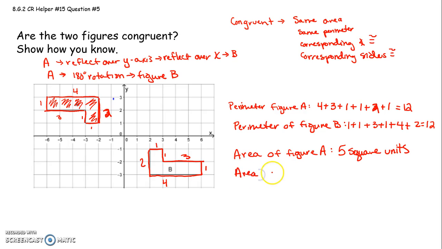Let's do area of figure B. 1, 2, 3, 4, 5 squares to fill up figure B. So that area is 5 square units. Okay, if they have the same perimeter, they have the same area, I can get from one to the other using rigid motions. These are absolutely congruent figures. I think on your CR, if you just check which ones have the same area, same perimeter, you'll be good to go. Hope that helps.